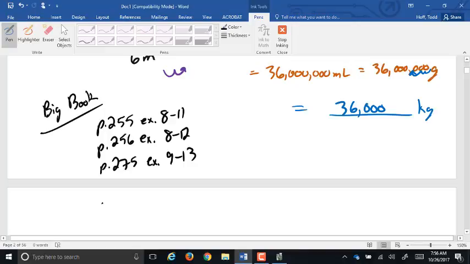So some pages out of the big book. 255, exercise 8-11, 256, exercise 8-12, page 275, exercise 9-13, and page 276, exercise 9-14.